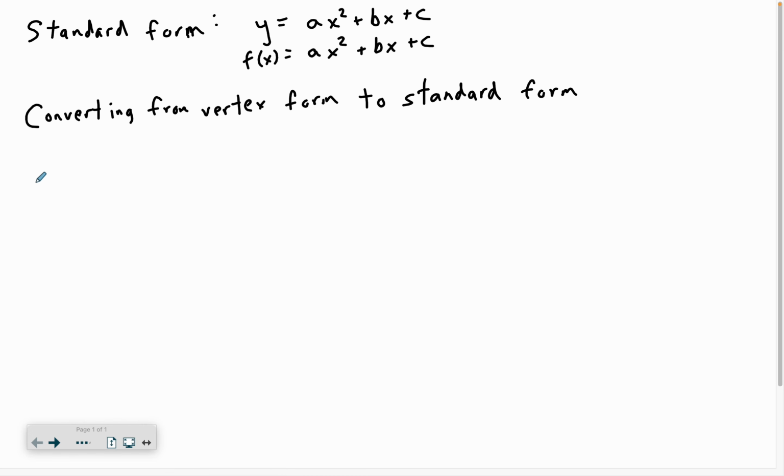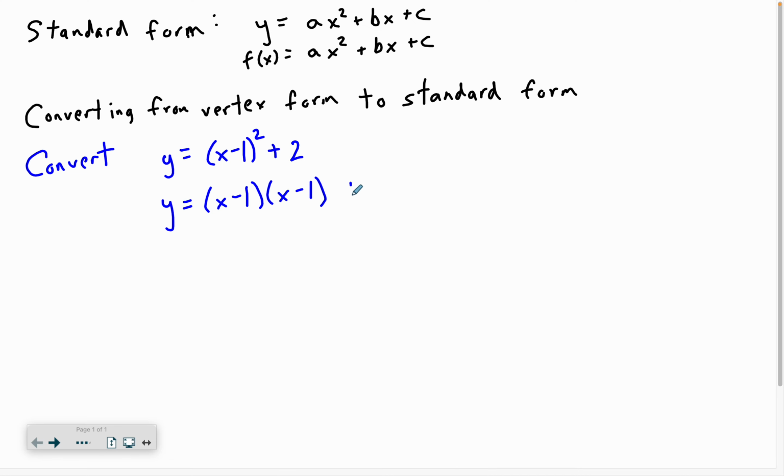So if I ask you to convert the following equation, y equals (x minus 1) quantity squared plus 2. So this is vertex form with vertex (1, 2). We can do axis of symmetry is x equals 1, all those important features, but how do we make this into standard form? Well, the key is understanding that (x minus 1) squared means (x minus 1) times (x minus 1). This is just using the definition of what squared means.